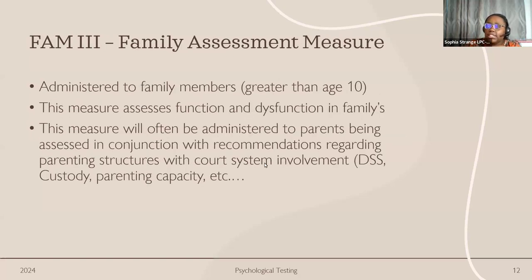The next test, for me, this is a big kid on the block, the FAM-3, which is a family assessment measure. Anybody over the age of 10 within the family, whether one household or two, because sometimes we'll have two parents fighting over a kid in two different households, this lets us get a very good picture of the dysfunction between the parents, between the child, what the parents are projecting versus what the child is getting.